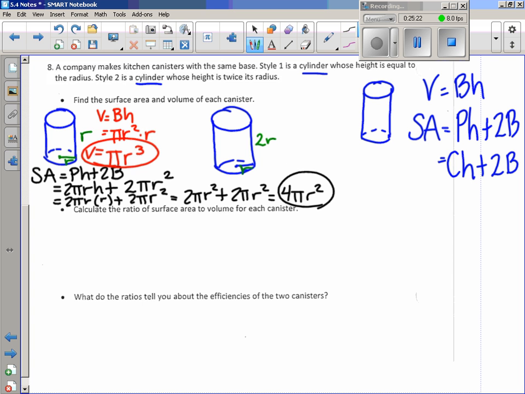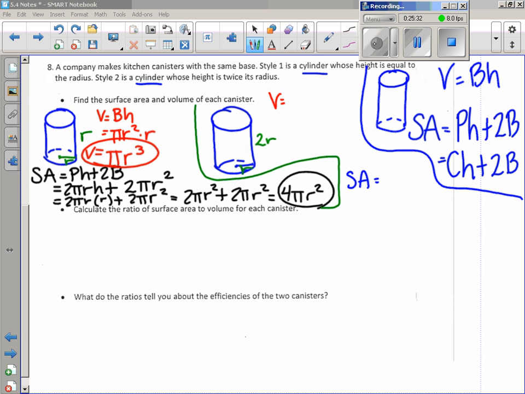Did I lose anybody there? Okay, you guys do the second canister and find the surface area and the volume, and then we'll compare in just a moment. And guys, again, some of you are quick and remember, and some of you not.